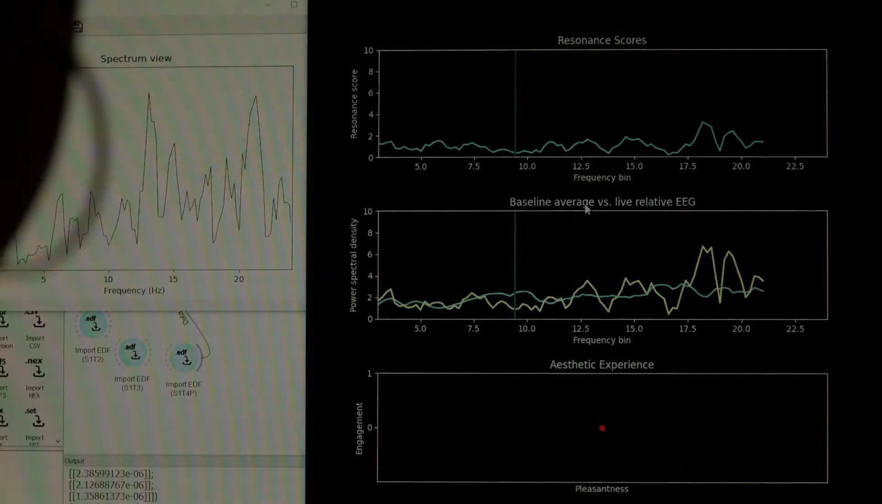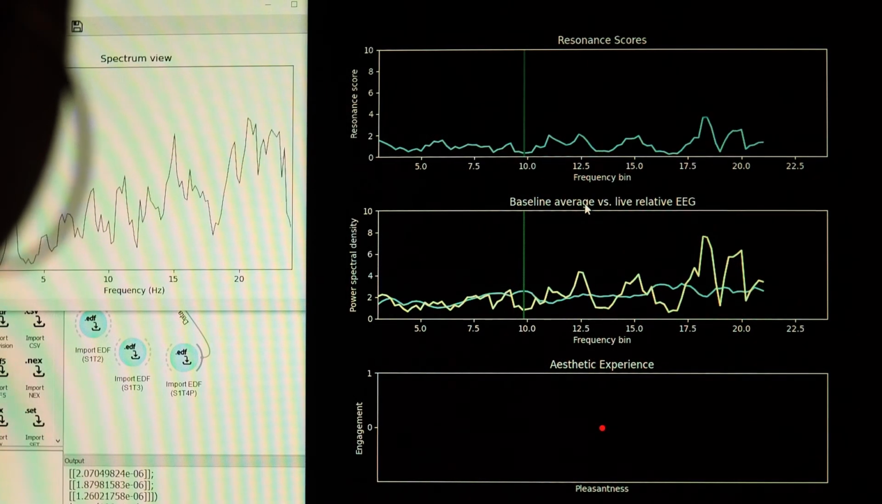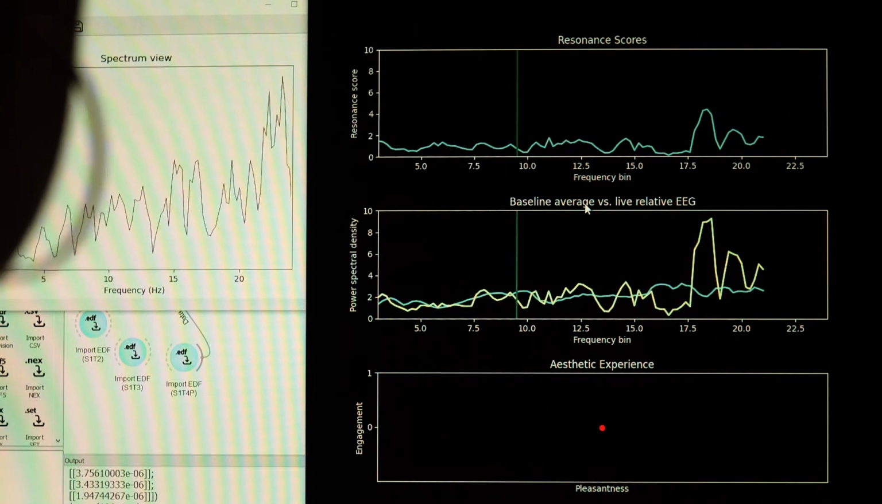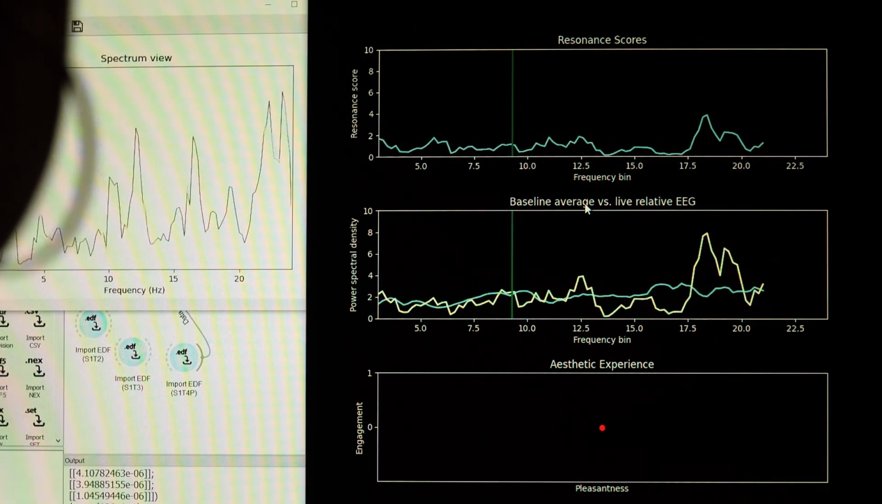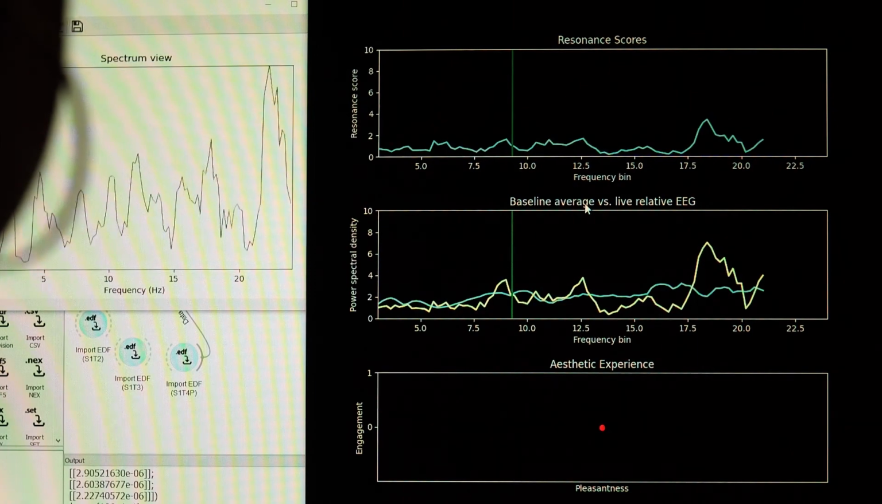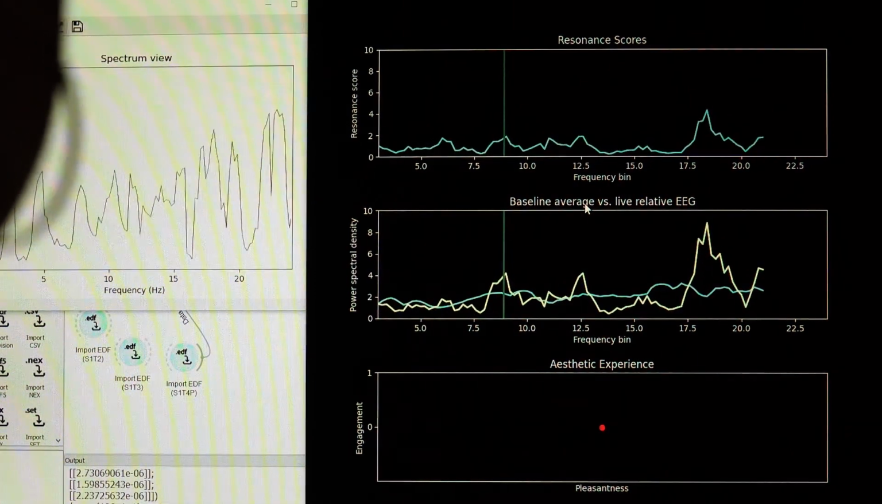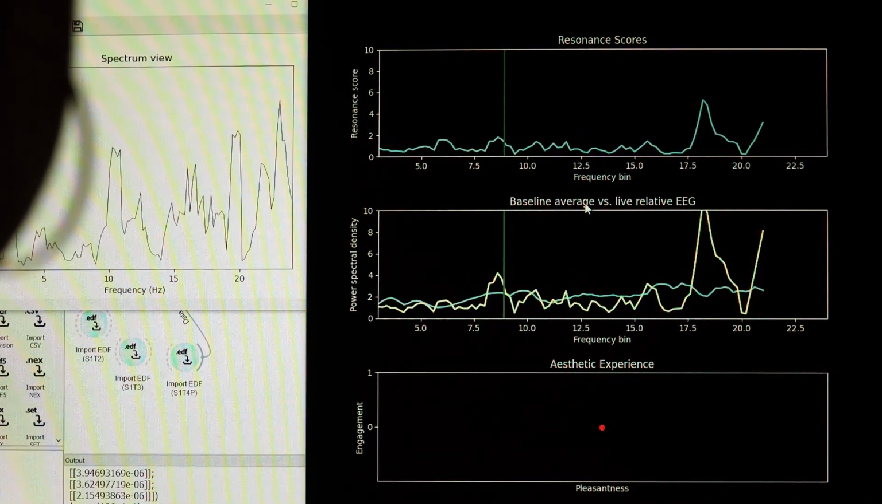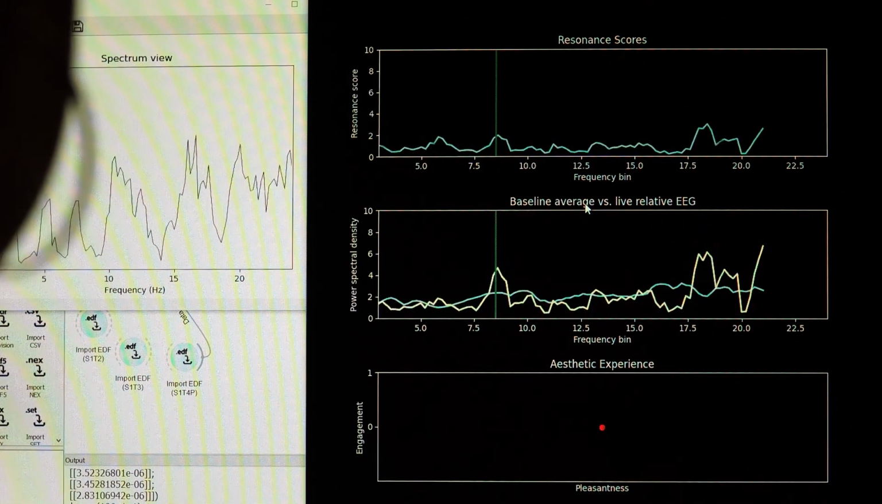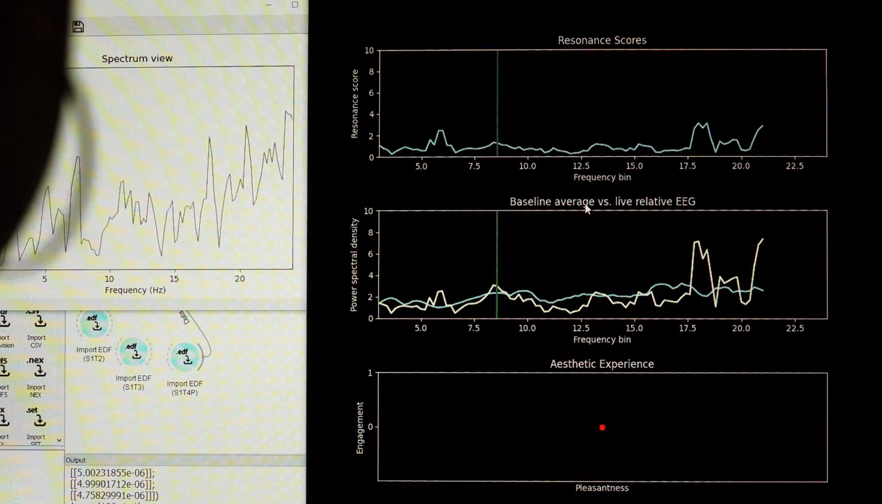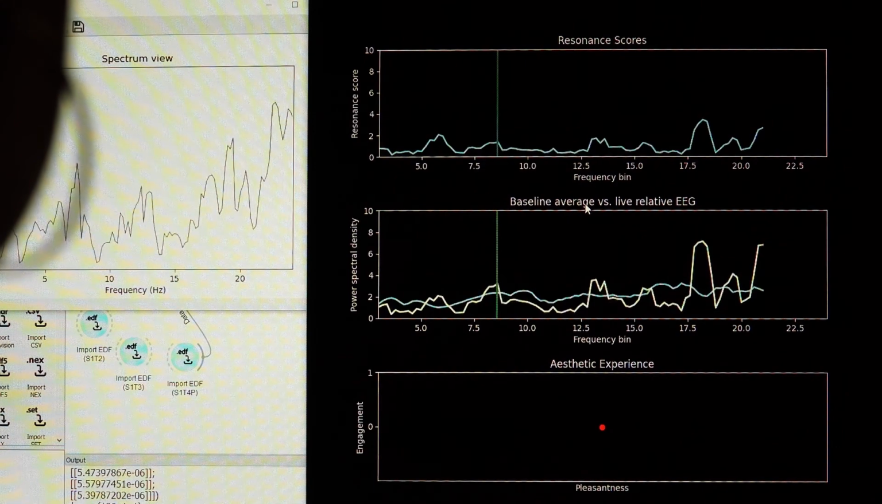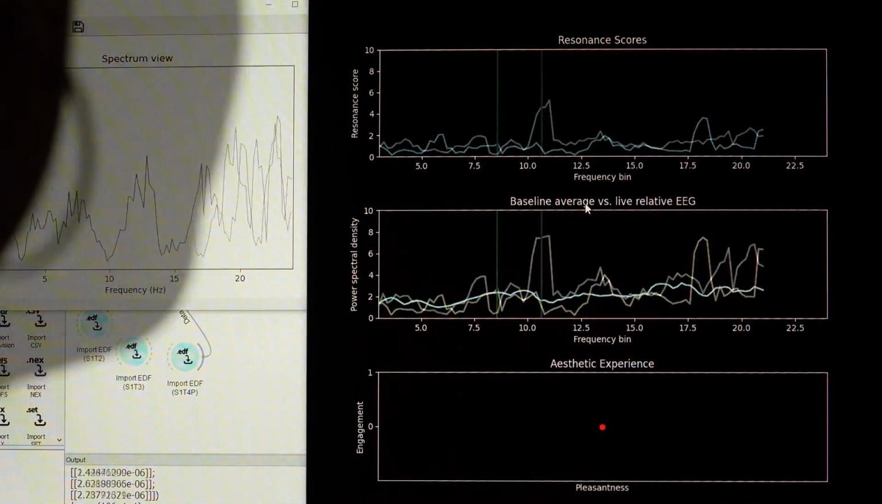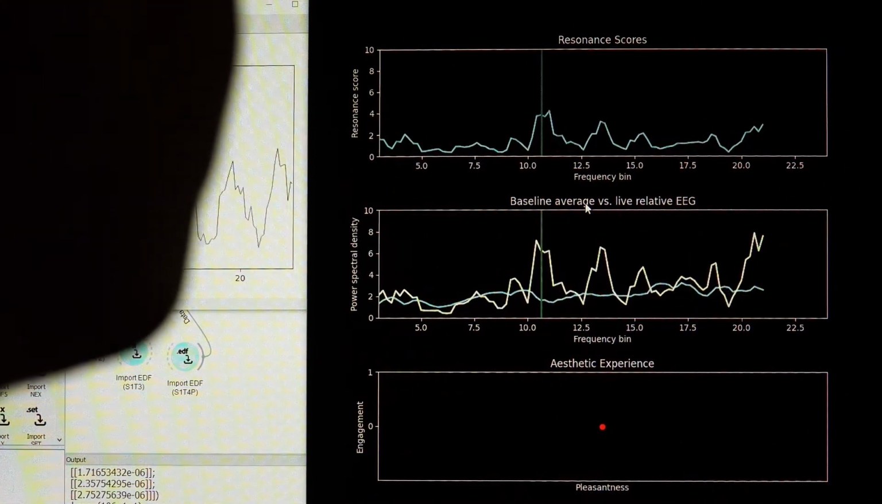Like I mentioned before, I need to look at the fundamental and first harmonic frequencies to see if neural resonance is occurring. My real-time data display helps me to do this. It shows the current stimulus frequency, that's the vertical green lines you can see on these graphs, and the current neural resonance scores at each frequency in the EEG, which are all plotted in the top graph here. By observing how these change over time, I can see whether my experiential design is producing neural resonance, which looks something like this on the data display.